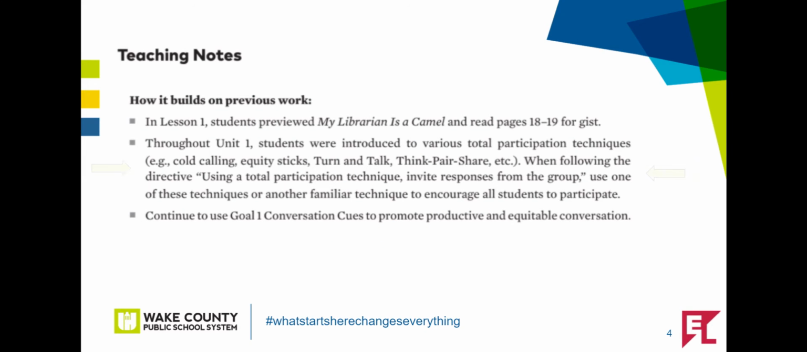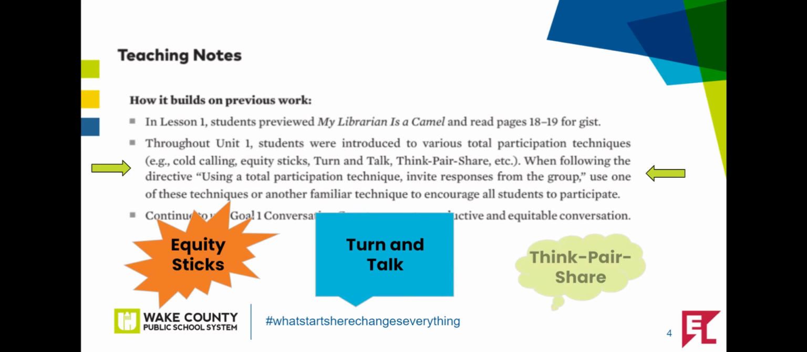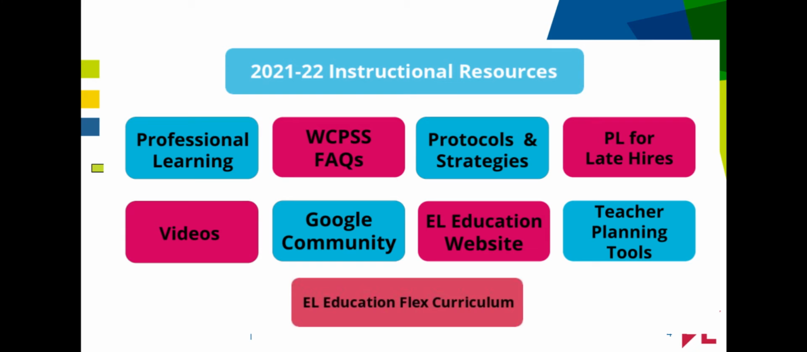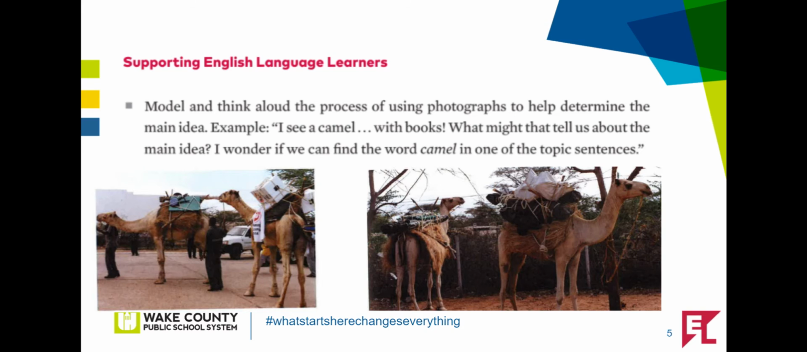During the close read, continue to practice a variety of total participation techniques introduced throughout Unit 1 to encourage student engagement and participation, such as equity sticks, turn and talk, think, pair, share, and cold calling. You can review these and learn about other suggested classroom protocols and strategies by using the Protocols and Strategies link. To support student comprehension, model for students how to use the photographs within the informational text to comprehend the text and synthesize a main idea.